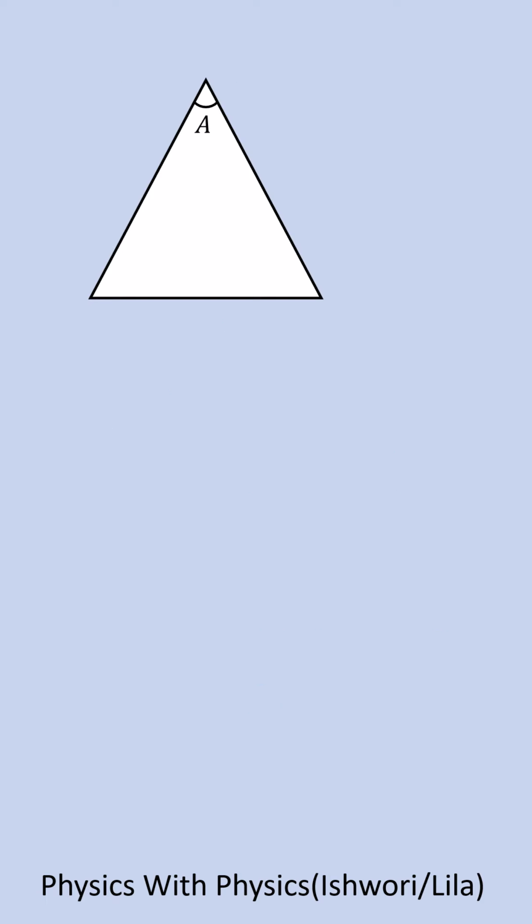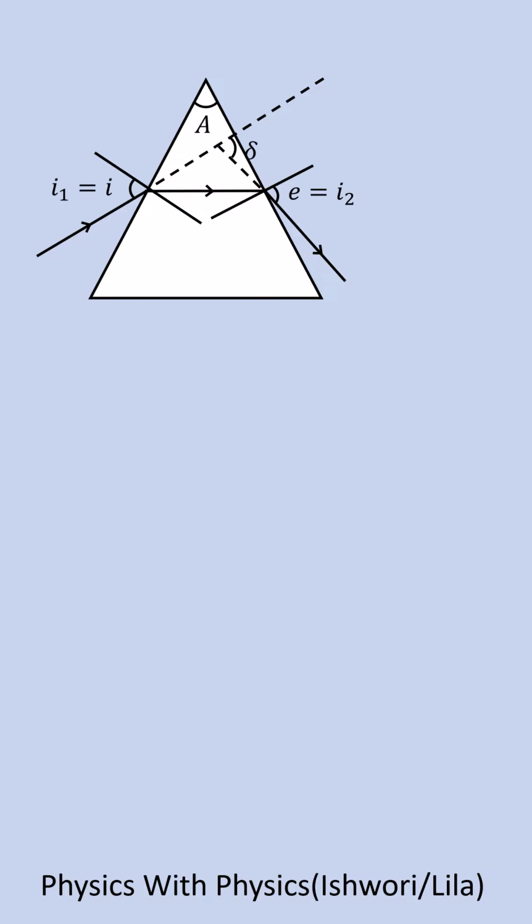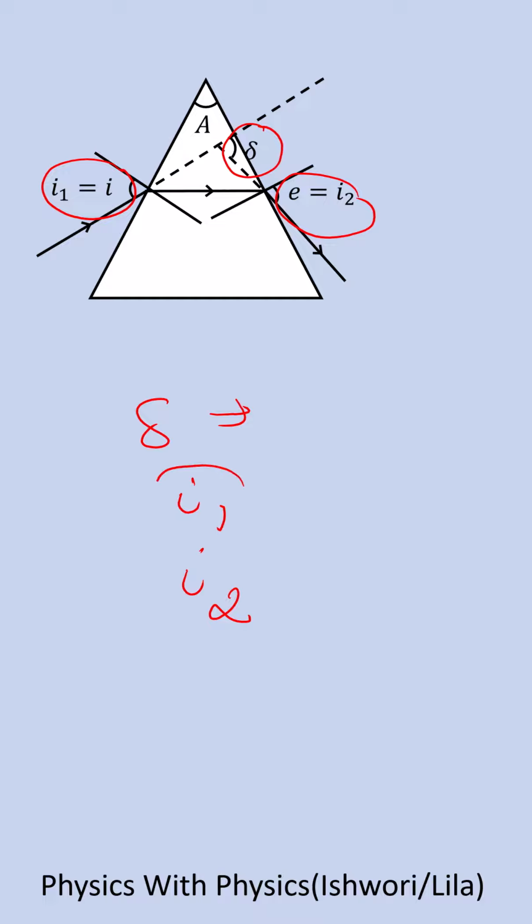Okay, this is a prism of angle of prism A. We saw a ray of light incident on the prism, refracted and emerged. These two are the normals. This is the angle of incidence, this is the angle of emergence, and this is the deviation produced. Now we are going to learn how there are two angles of incidence for one deviation delta.